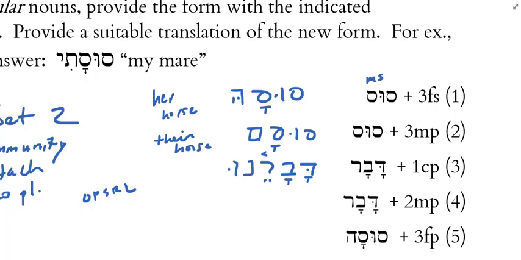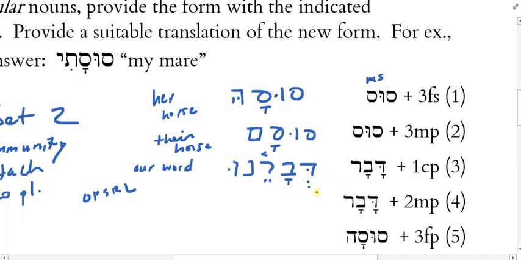So don't forget that. When we add pronominal suffixes, we can have some slight vowel changes here and there. And so it'll become devarenu. So how will I translate devarenu? Our, how many words? One. So it's our word. We give you our word.